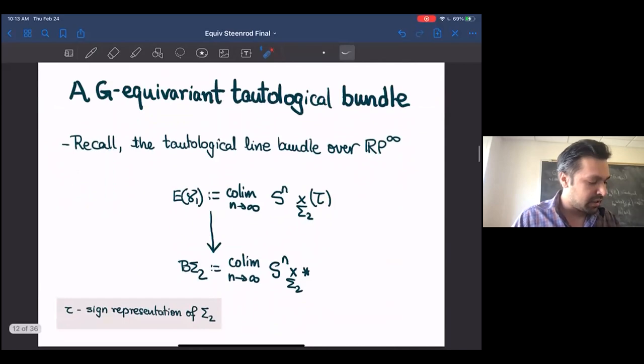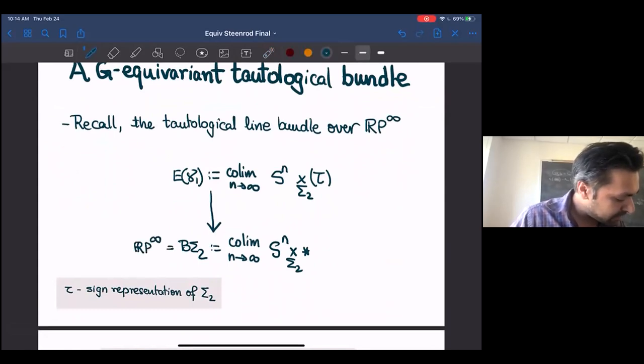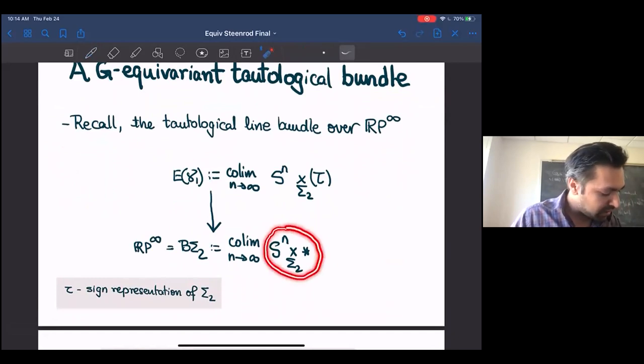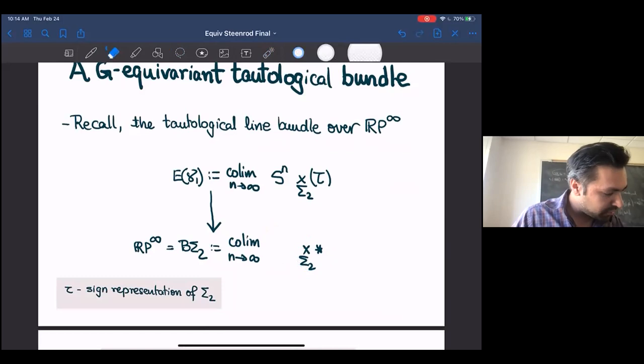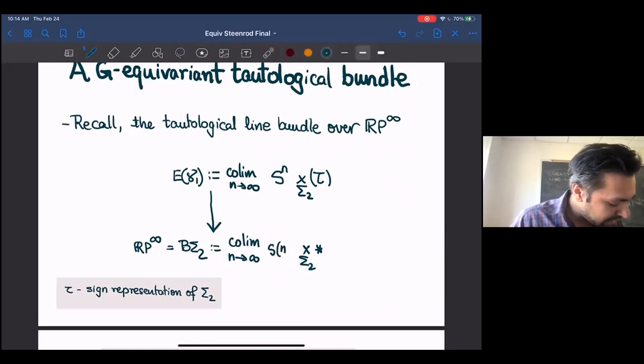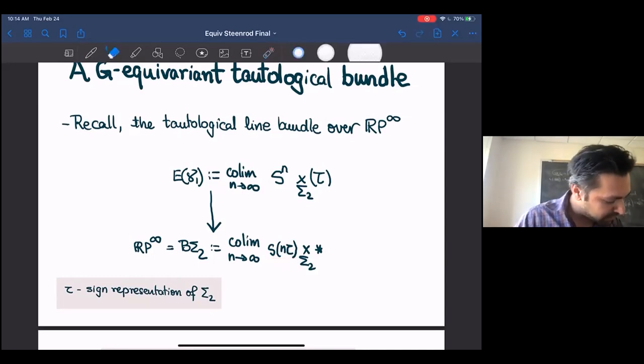First, I recall it is a generalization of the tautological line bundle over RP infinity. So one way to express RP infinity is B sigma 2, which can also be written as a colimit of these things, which are actually RP^n. What this is: I endow the nth sphere with the antipodal map, that is an action of sigma 2, and then I quotient it out. So maybe a better way of writing this would be, to indicate the action of sigma 2, to write this as the unit sphere in the n-fold direct sum of a representation of sigma 2, which is the sign representation. By looking at the units in this n-fold direct sum, I get the antipodal points on the (n-1)th sphere, or maybe this is n plus 1 in this case. Doesn't matter, I'm taking the colimit over n.